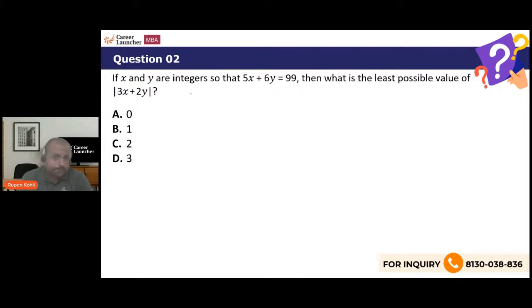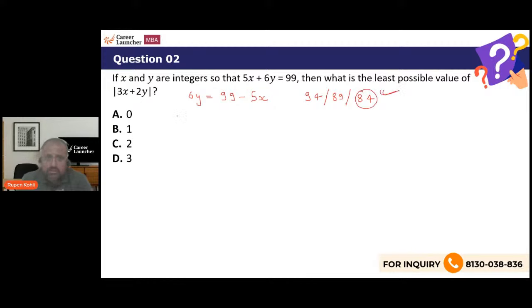So can I say that 6y is 99 minus 5x. I'm trying to find what values of x I should put so that 99 minus 5x becomes a multiple of 6. If I put x as 0, 99 is not a multiple of 6. If I put x as 1, 99 minus 5, which is 94, is not a multiple of 6. If I put x as 2, 99 minus 10 is 89, it's odd, so not even a multiple of 2. If I put x as 3, 99 minus 15 will be 84. That is what will work, right?